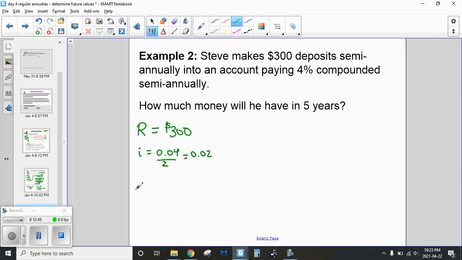The number of payments, or deposits, that he's making: 5 years with 2 payments per year. That comes out to 10 in total. So there's my planning. And again, we're trying to find the final amount.